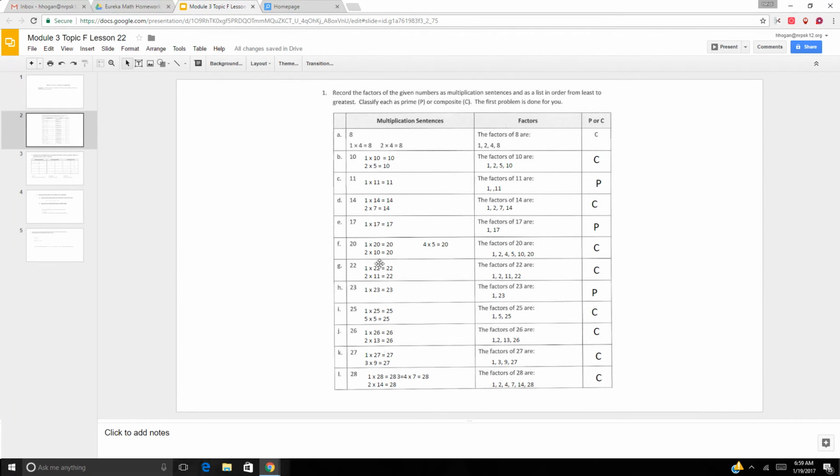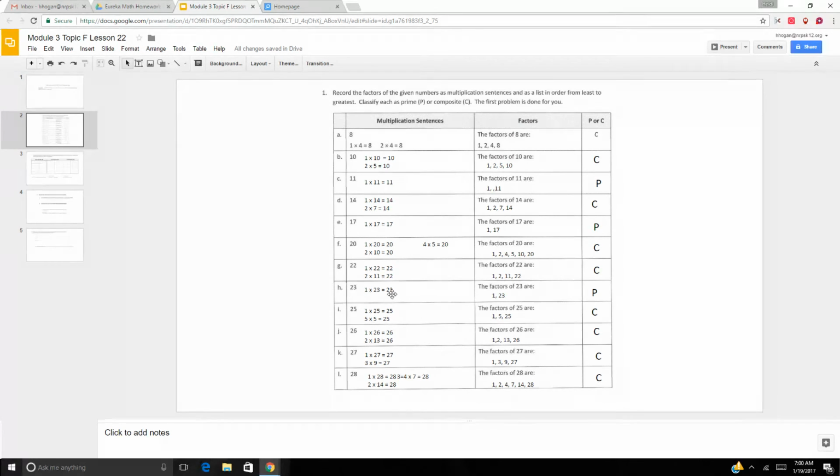22. 1 times 22 is 22. It's an even number, so we know it's going to be 2. 2 times 11 is 22. How about 3, 4, 5, 6? No. So the factors are 1, 2, 11, and 22. And that means it's composite.